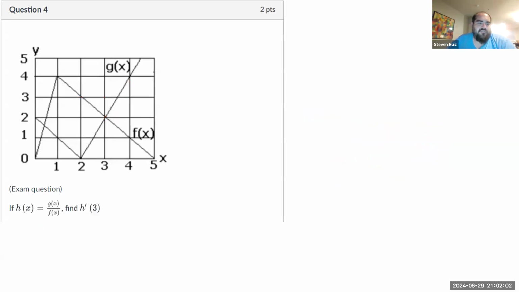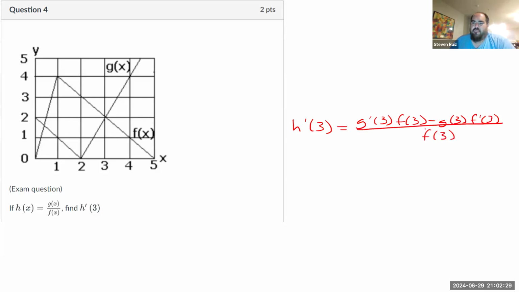All right, moving on to question 4. Redefining h again. Now we have a quotient. So we need to use the quotient rule. So what is h prime of 3 going to be? That'll be equal to g prime of 3 times f of 3 minus g of 3, f prime of 3 all over f of 3 squared. So again, let's fill in all these blanks.